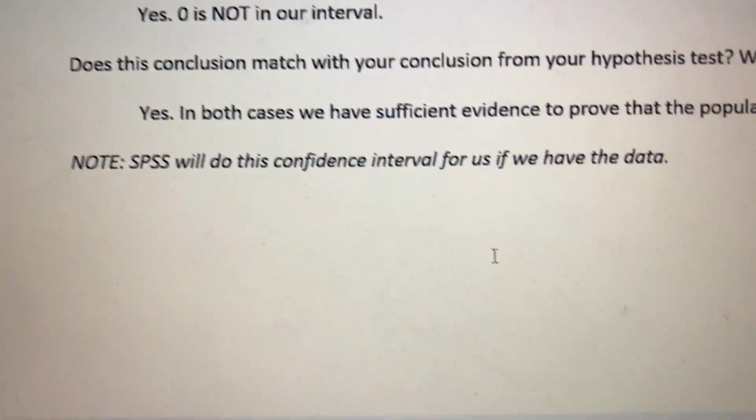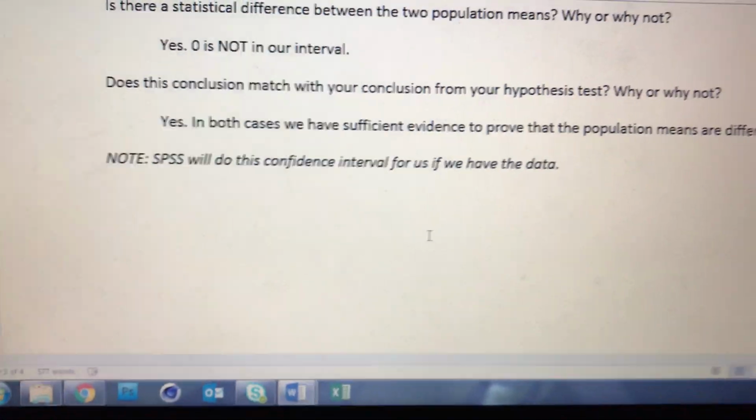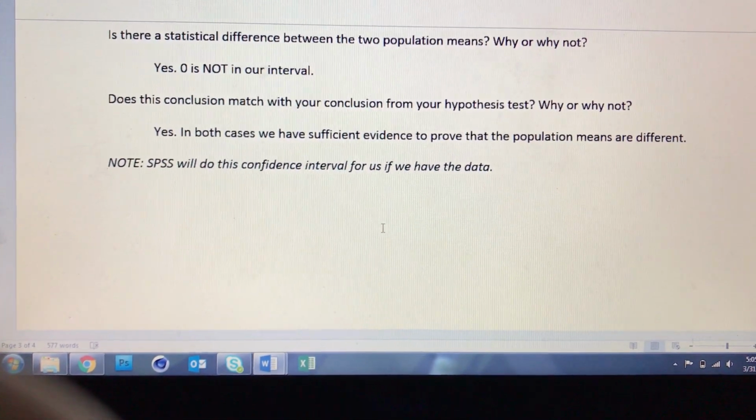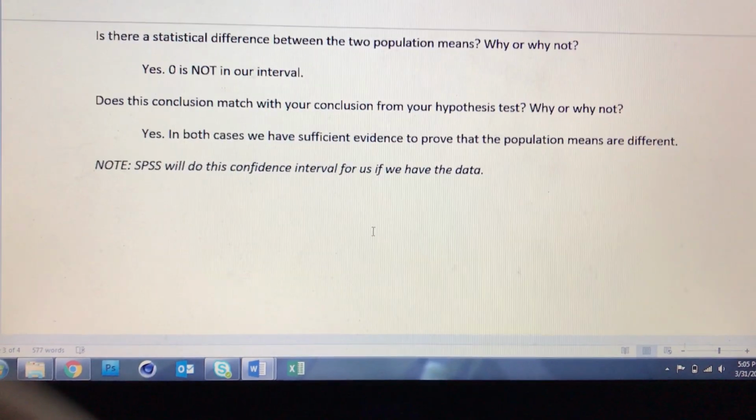So count your blessings. And please note, SPSS will do this confidence interval for us if we have the data. It will do the hypothesis test for us, and Lab 7 will go over how to do both of those things.